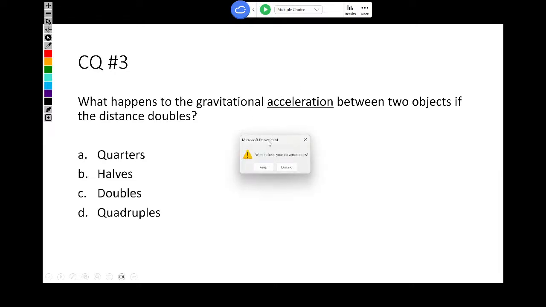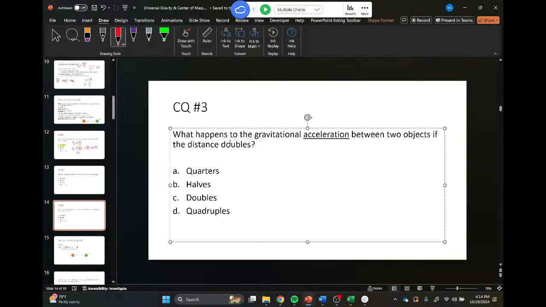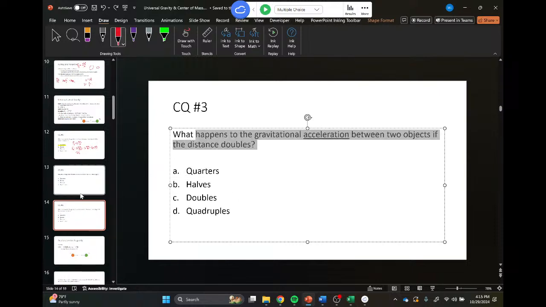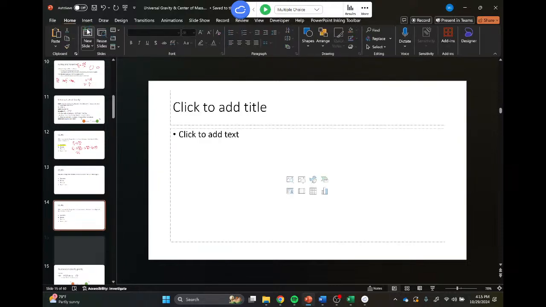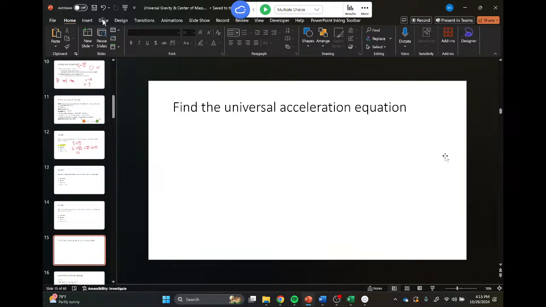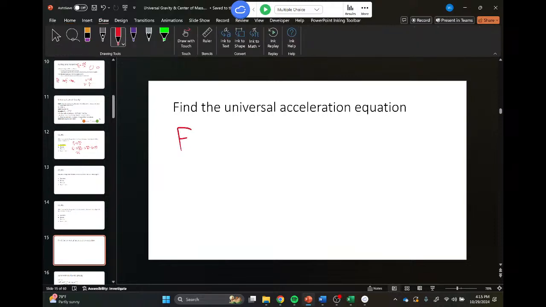I might reword this problem, and we'll do one last problem. What is the equation for the acceleration, the universal acceleration due to gravity? I'm actually just going to make this a whole new thing. I want you all to derive this because it's so easy. Find the universal acceleration equation. You may be like, that's so much work. How can I do that?